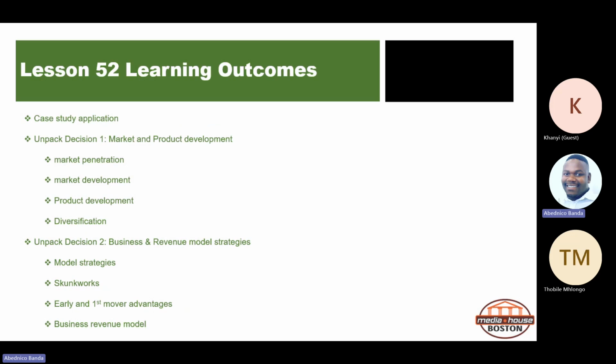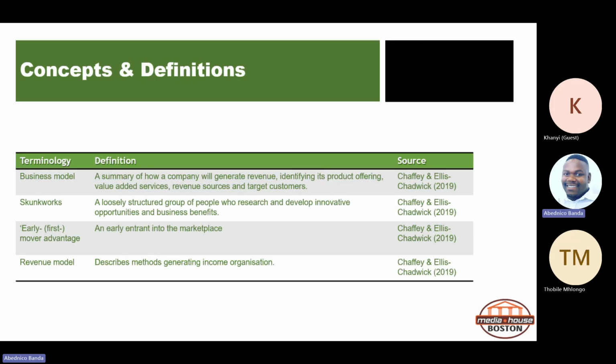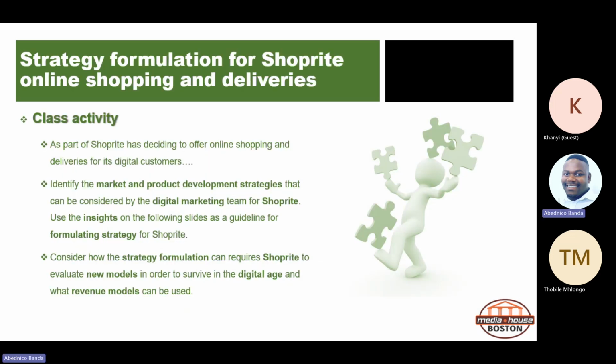So now we are going to continue with the same thing, but we are going to be looking at case study application. The concept is still going to be the same, since now we are applying theory to a given scenario. So to avoid confusion, we are still going to look at ShopRite. Throughout these decisions, we are going to be looking at ShopRite and their decision to offer online shopping and deliveries for its digital customers.